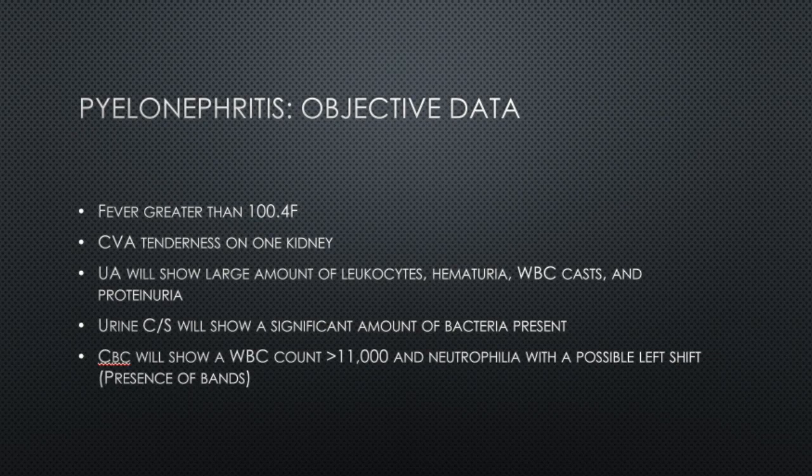To diagnose a UTI, the white blood cell level should at least be over 10. And then they're going to have protein in their urine too. You definitely want to make sure you get a urine culture, and it's going to show a significant amount of bacteria, so greater than 10,000. And then the CBC will also show typically a white blood cell count, unless they're immunocompromised, but it'll typically show a white blood cell count greater than 11,000. And then you could also see a possible left shift there, so presence of bands. And we'll go over that more in our lab module.